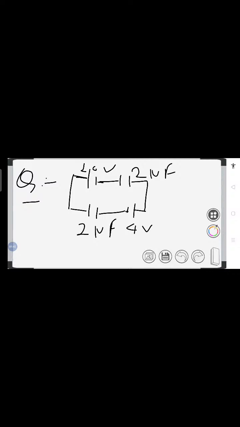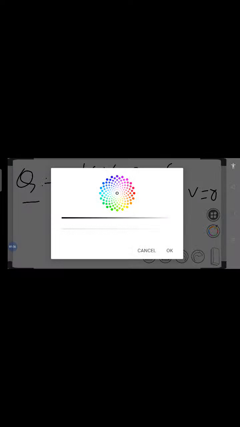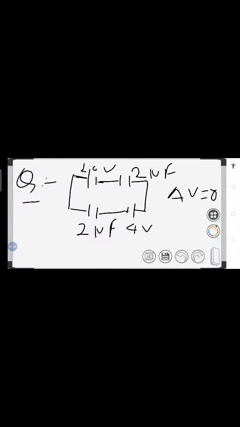Now what we have to do is, we know that delta V is equal to 0. Here, what is the voltage of a capacitor? Let's talk about this. It will be V is equal to Q upon C. Okay, now we are going to apply loop law in this circuit.